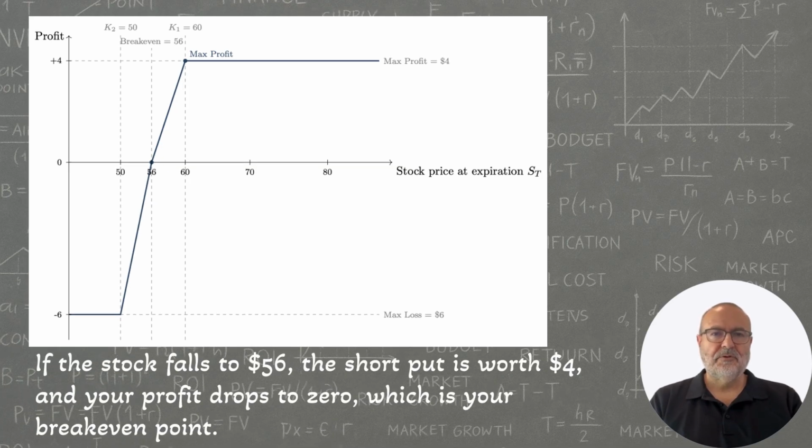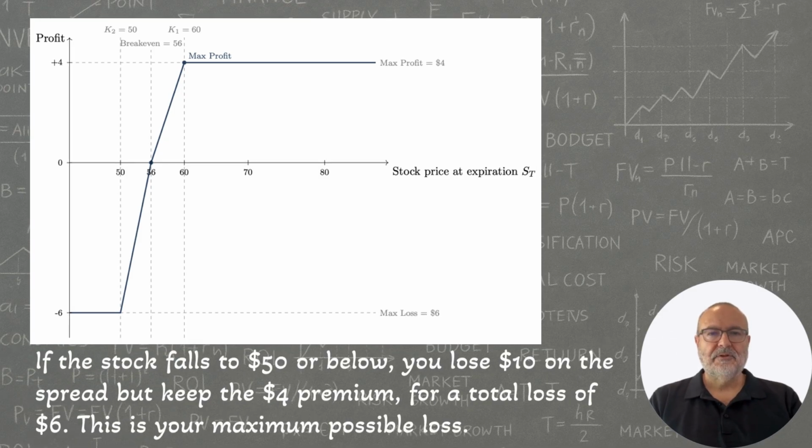If the stock falls to $56, the short put is worth $4 and your profit drops to zero, which is your break-even point. If the stock falls to $50 or below, you lose $10 on the spread but keep the $4 premium for a total loss of $6. This is your maximum possible loss.